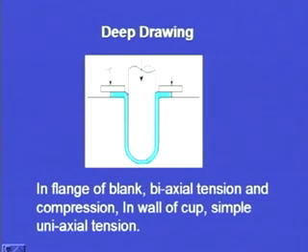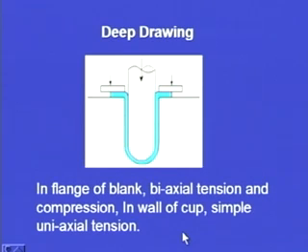Now, deep drawing is another metal forming operation. In deep drawing, we see this is the shape that is being drawn. The colored portion shows the metal which is being deep drawn, and this is the punch which is drawing the metal down. In deep drawing, we make different shapes of sheet metal. In the flange of the blank, biaxial tension and compression is prevalent. In the wall of the cup, simple uniaxial tension is there.